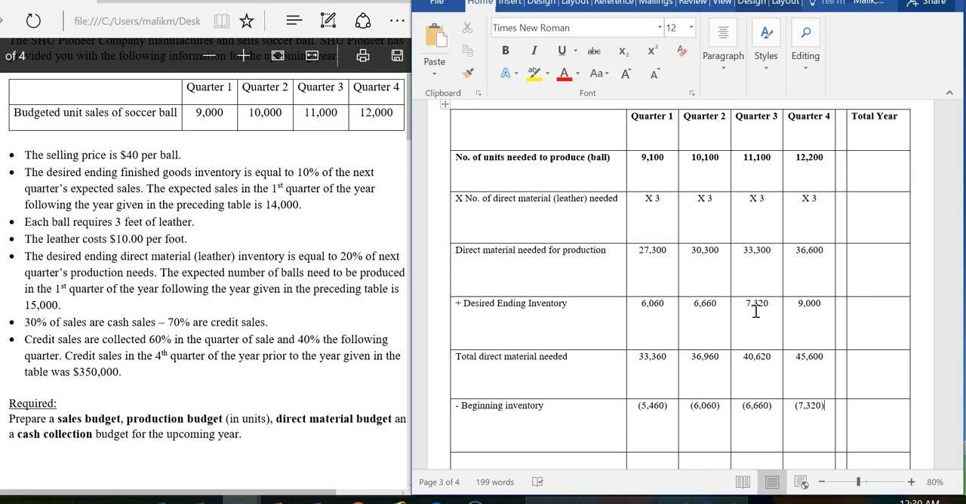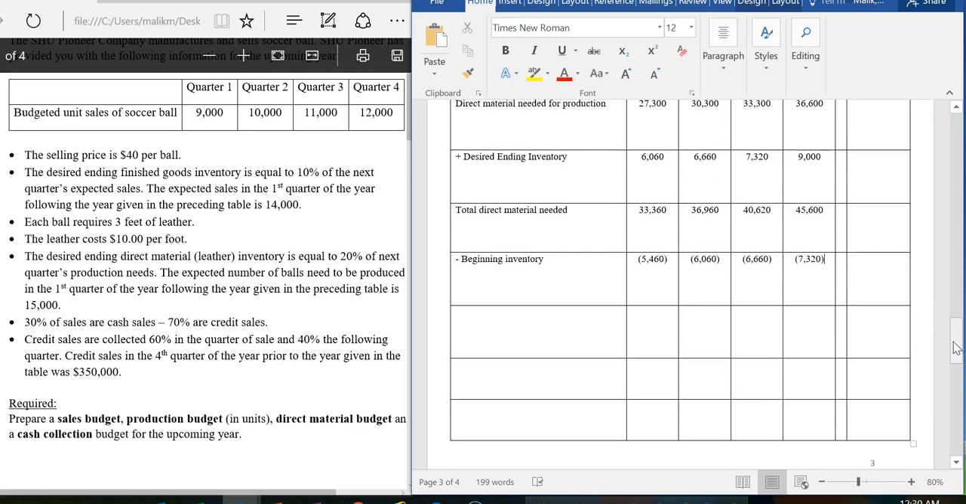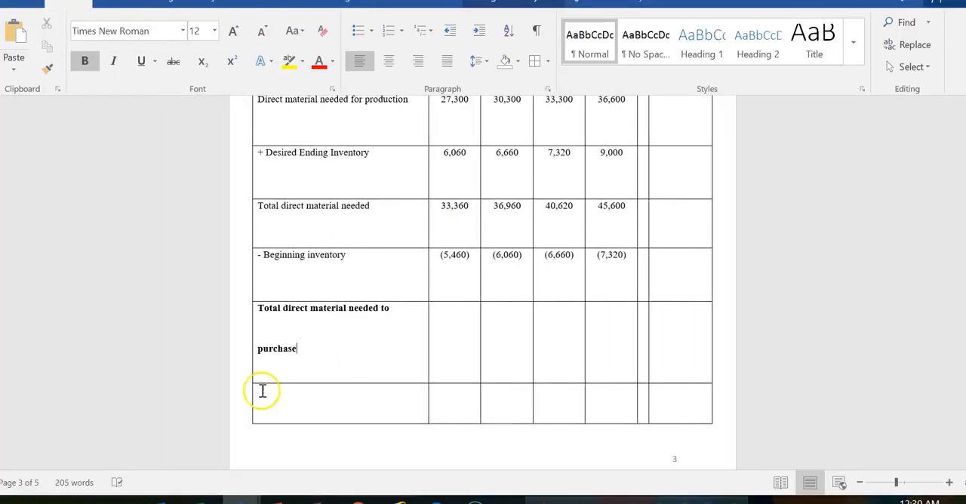Right, this is how we will check how much leather, or direct material, they need to purchase. So that was this row, this was their production need. They already have some beginning inventory, so you subtract this, and this is how you get the total direct material needed to purchase.